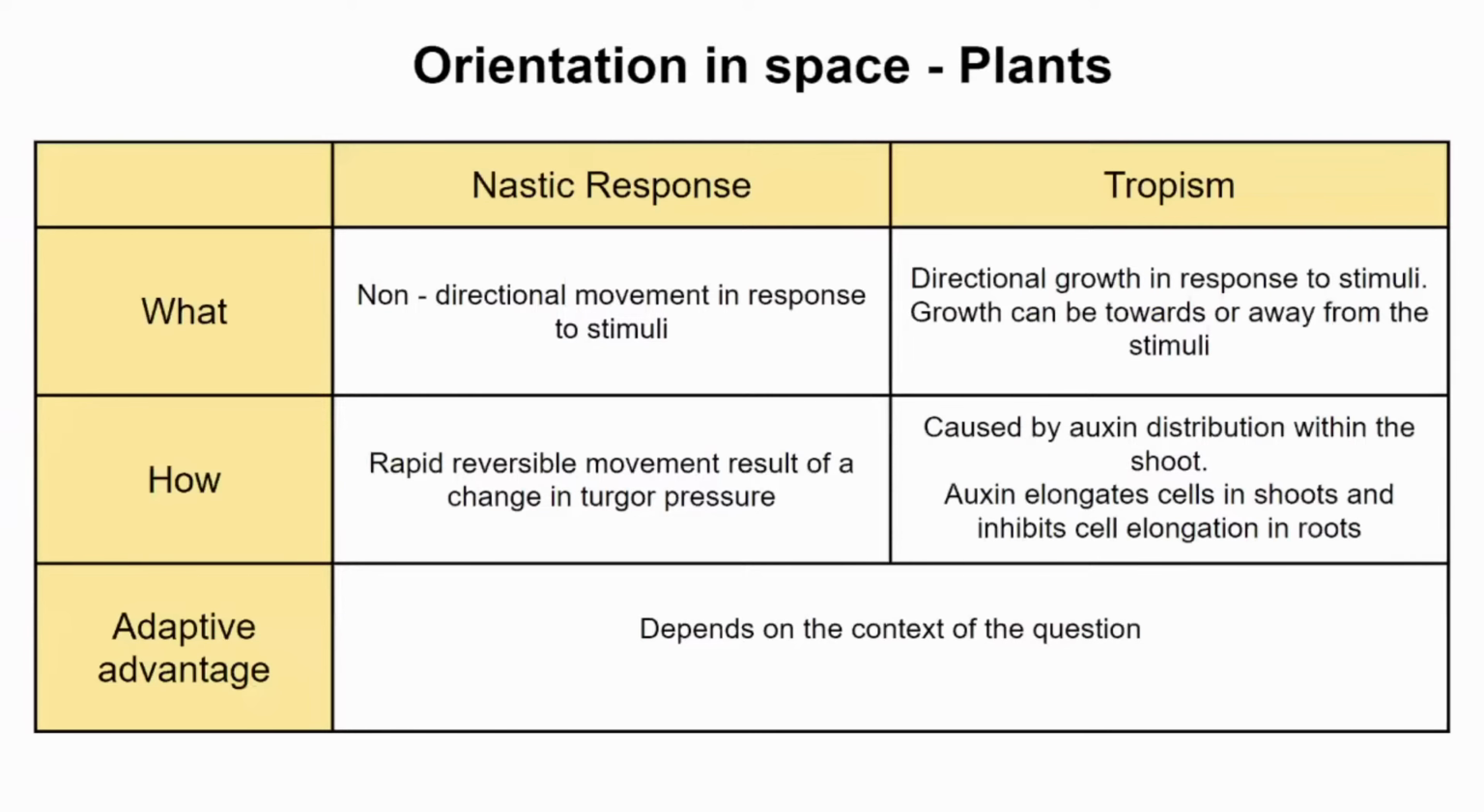Another one, of course, is tropisms. So this is one that comes up a lot in exams. It's either growing towards the stimuli or away from the stimuli. So the difference between that and a nastic response is about growth and the directional response. And it's caused by auxin. So you would have learned about the plant hormone auxin that elongates cells in shoots and inhibits cell elongation in roots. And that's our how.